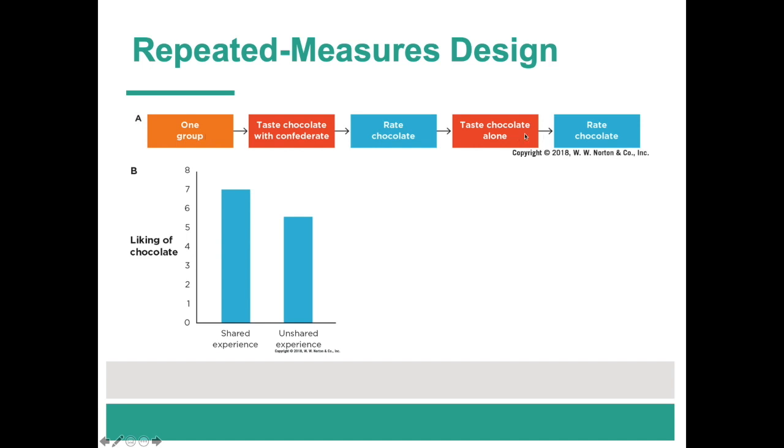This one you could change up too. We're going to talk about this, but you could have some people have chocolate with a confederate first and then alone, and then other people have that switched, where this is first and then this one, and see if maybe chocolate at time 2 is just not as great.